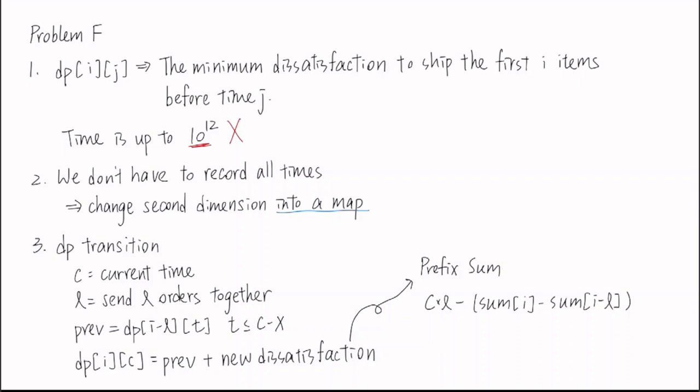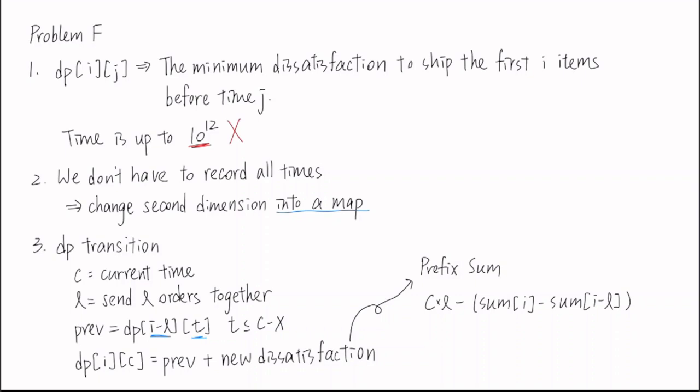If C is the current time and L is the number of orders that are sent together, and prev is the previous dissatisfaction value, which is for i minus L orders, and the time is before C minus X. This ensures that there's at least X days in between all the shipments. So dp[i][C] would just be the previous value plus the new dissatisfaction gained from this current shipment.